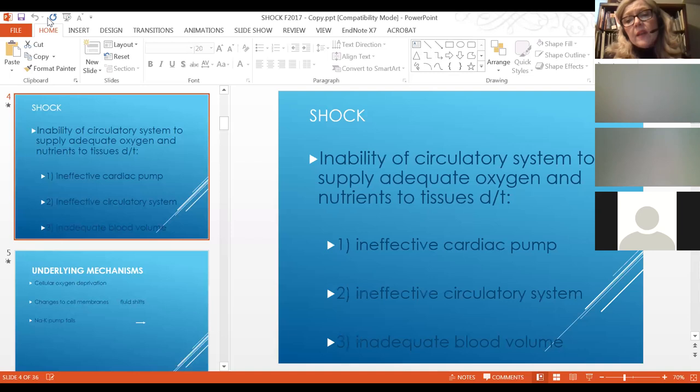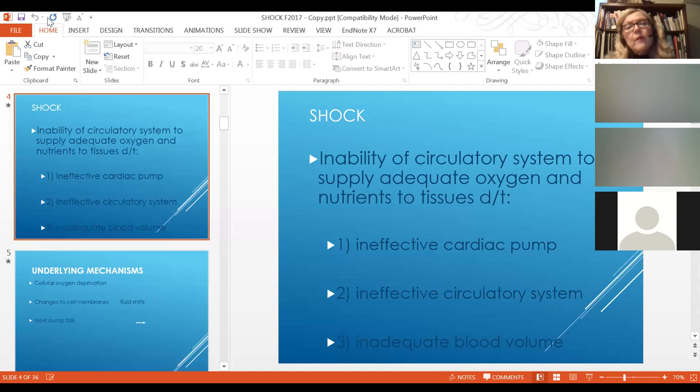And then progressive stage when the compensatory mechanisms begin to fail and the body is just exhausted. So the progressive stage is when everything starts to fail. You're seeing a lot of cellular dysfunction and necrosis. So this is when you're going to see changes in the membrane permeability as well. And so fluid is escaping out into the intravascular space and not staying within the vasculature, which further exacerbates hypotension.